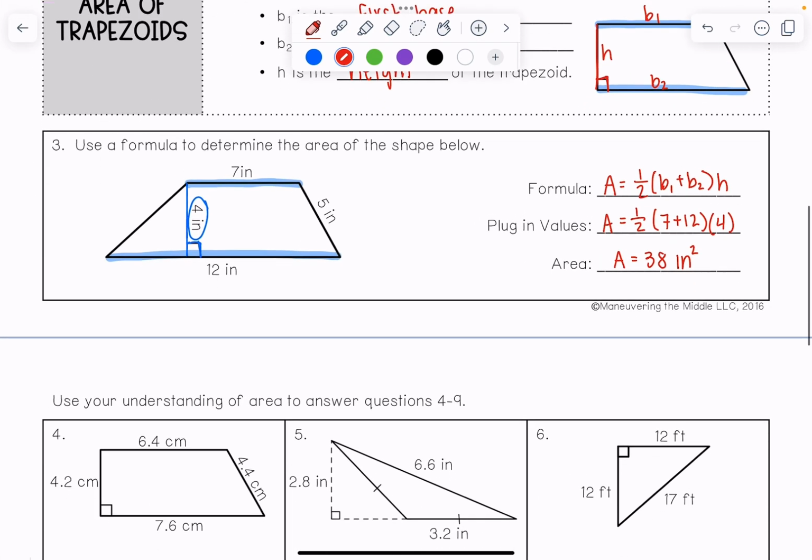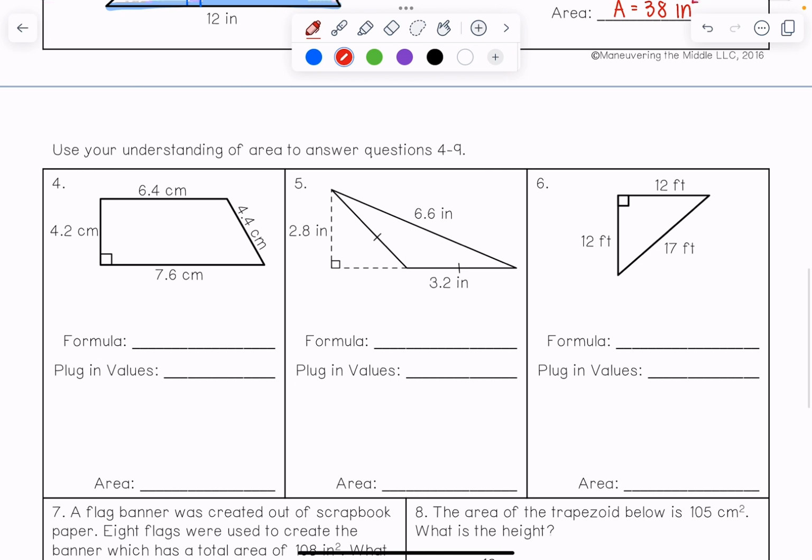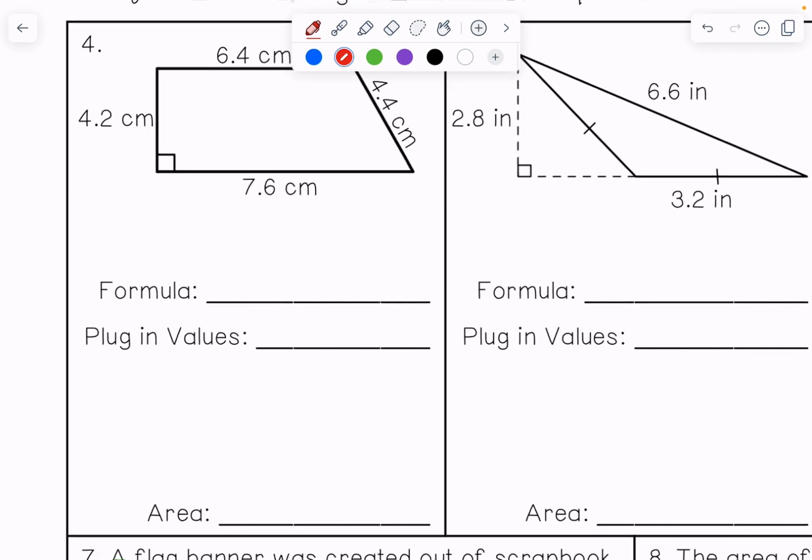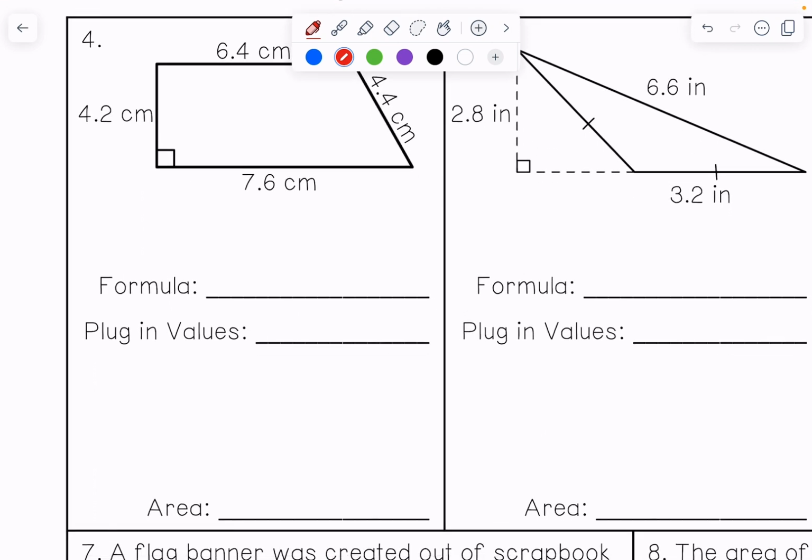Go ahead and go to your back page now. So it says, use your understanding of area to answer questions 4 through 9. We're just going to focus on questions 4 through 6. Okay. So in number 4, first you need to identify what shape it is, so that way you know which formula to use. So this is a trapezoid. Therefore, we're going to use area equals half base 1 plus base 2 times the height.